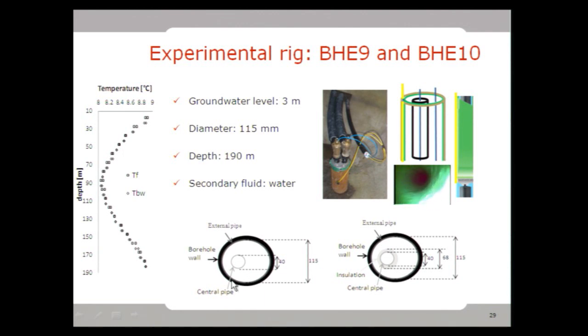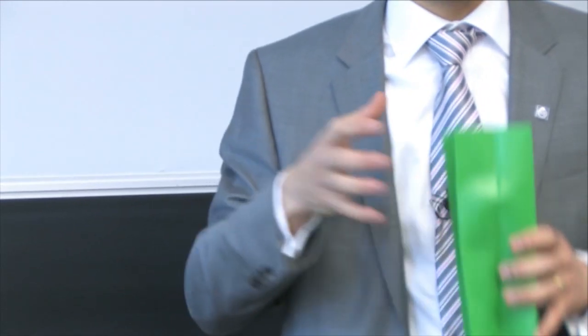On the left-hand side is the BHE9, with a central pipe and an external pipe. BHE10 is the same, but the central pipe is insulated until a certain depth. And the particularity of this heat exchanger is that the external pipe is flexible. I have a sample here of the flexible external pipe. So this pipe is sent into the ground, filled with water, and as it fills with water, it expands and covers the whole borehole volume, and it attaches to the ground. So the fluid can travel in closer contact with the borehole wall, or the ground.